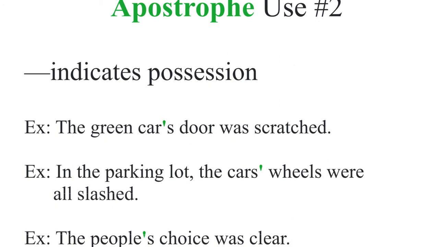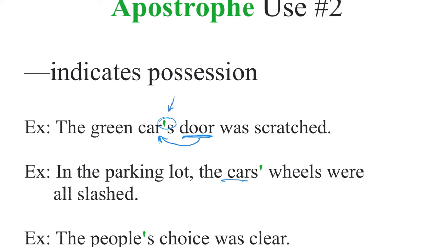Apostrophe use number 2. This is the confusing one. Indicates possession. So, the green car's door was scratched. The door belongs to the car. So apostrophe S indicates that possession. In the parking lot, the car's wheels were all slashed. So this is singular, apostrophe S.